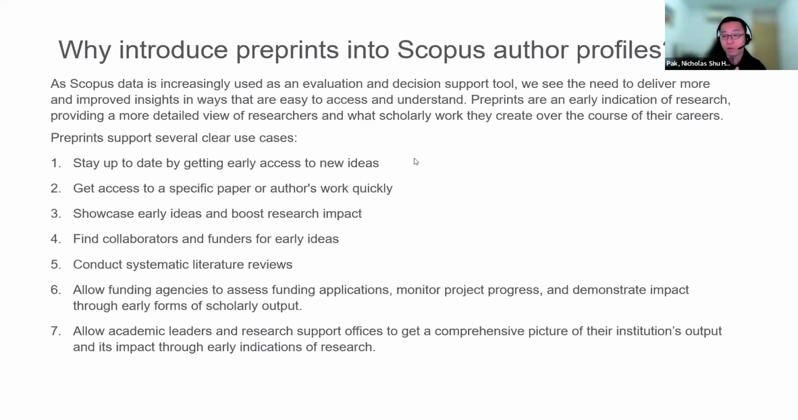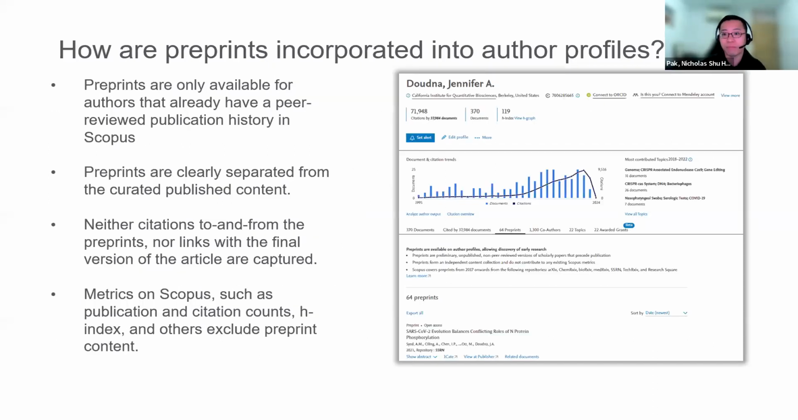So some of you probably would have seen this within the Scopus profile panel that Servellen was talking about earlier. You can see that within the Scopus author profile, we have a whole list of panels that you can go into. Preprints is one of the new panels that's been incorporated. They're only available for authors that have a peer-reviewed publication history in Scopus, right? So not just from one article, but more.